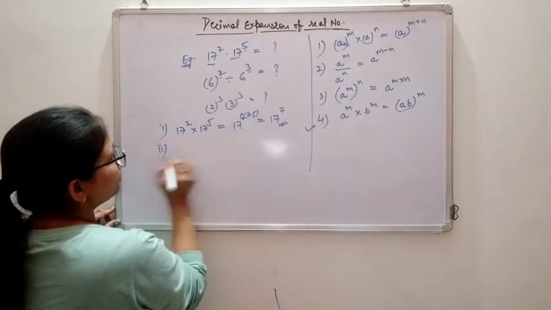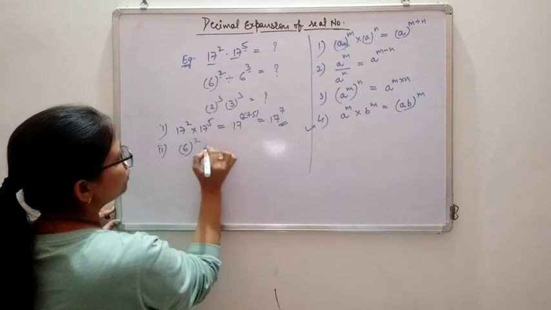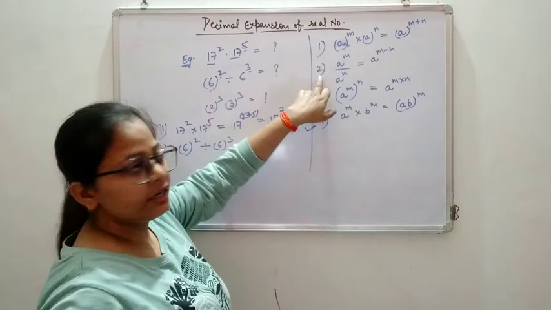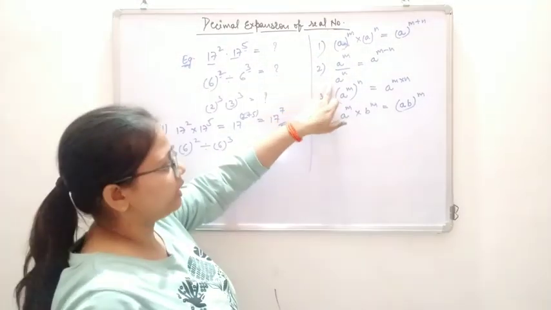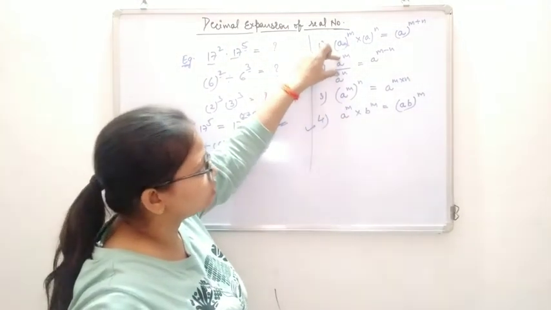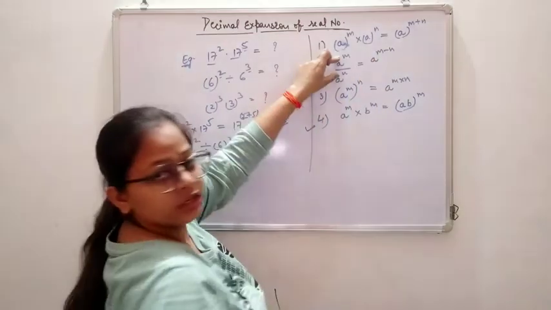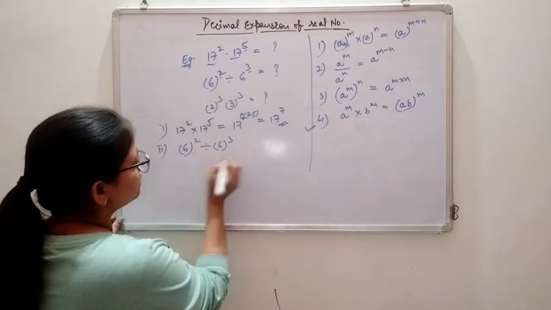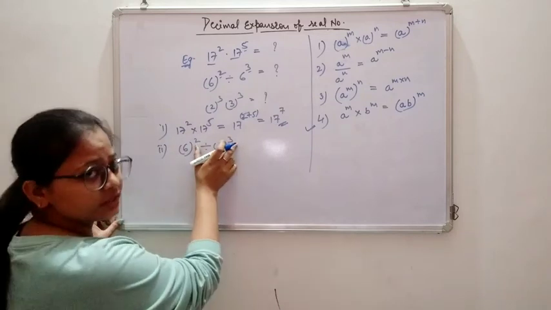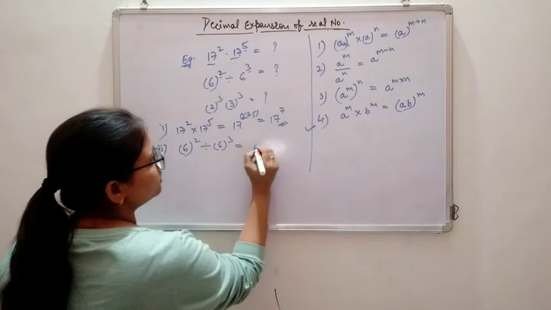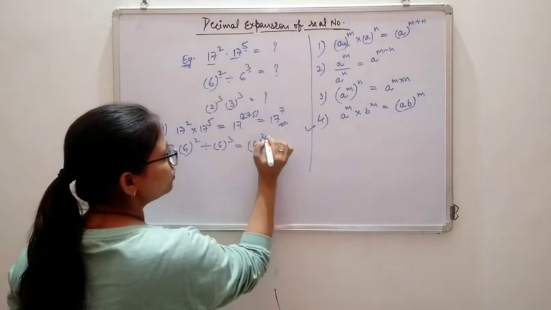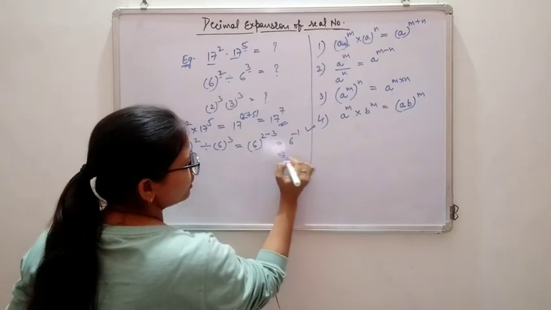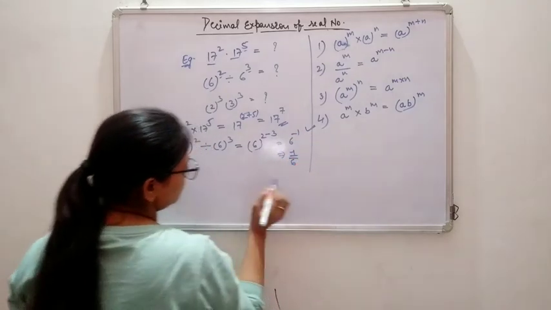Now, second example, 6 to the power 2 divided by 6 to the power 3. The second identity, a to the power m upon a to the power n. Base is same, the exponent is different, right? So we subtract the exponent powers, so 6 to the power 2 minus 3. So 6 to the power minus 1, and we can write it as 1 upon 6, right?